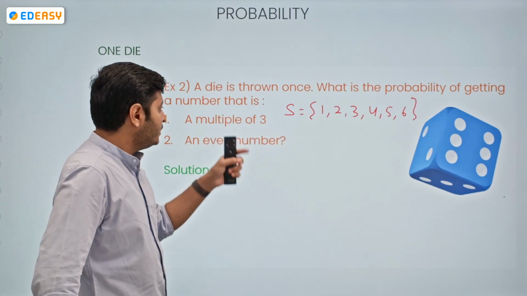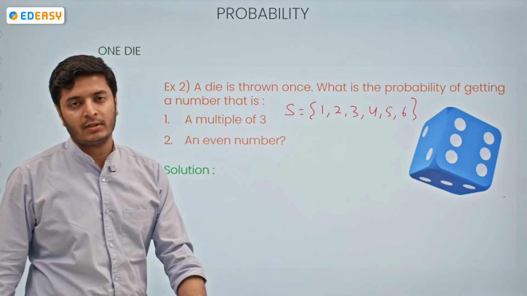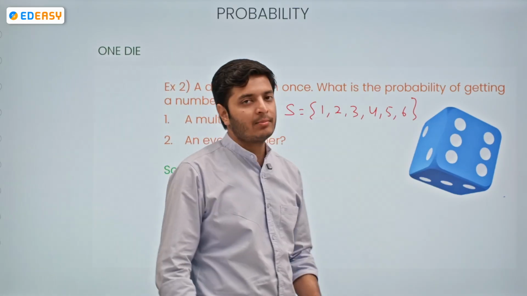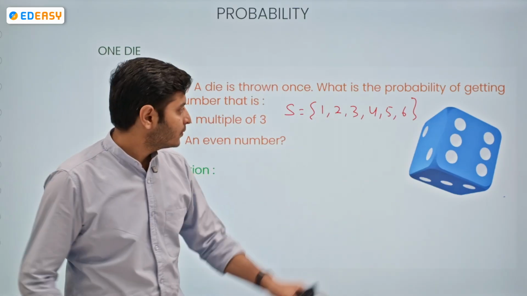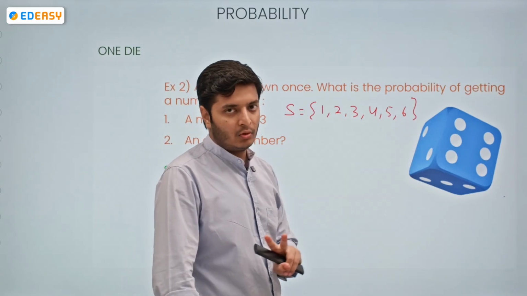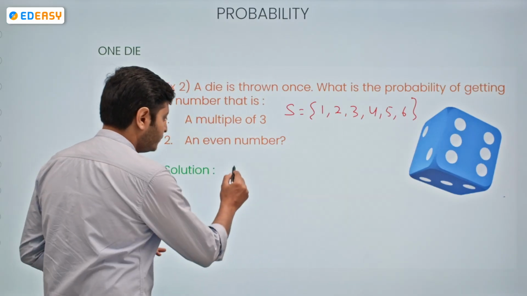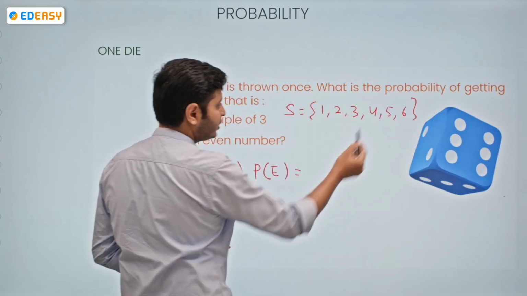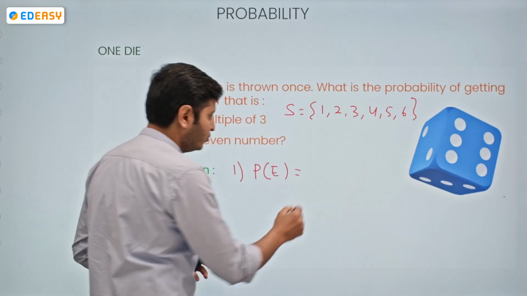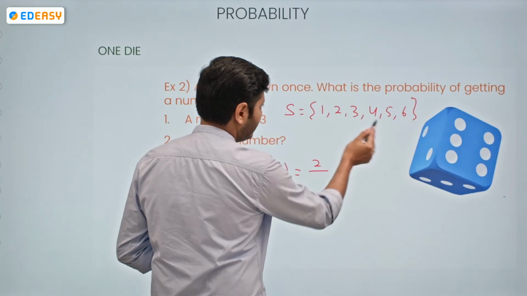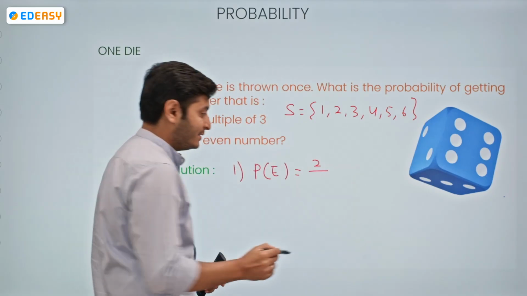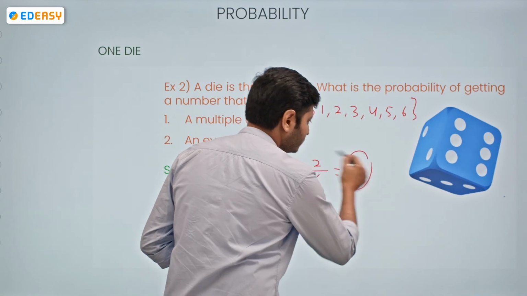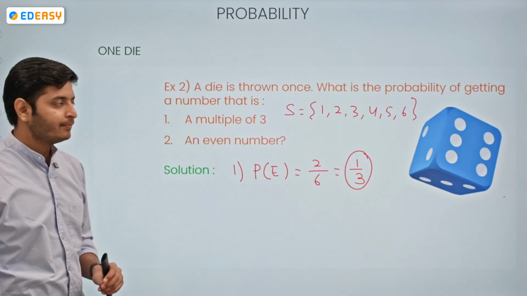In the first part, we need to find the multiple of 3. What is the probability of us getting multiple of 3? How many numbers here are multiples of 3? 3 itself and 6. Only 2 values. So for the first part, the probability of this event is total number of favorable outcomes 2 divided by total number of outcomes 6. Again, we can simplify this further. So 1 by 3 is our answer.